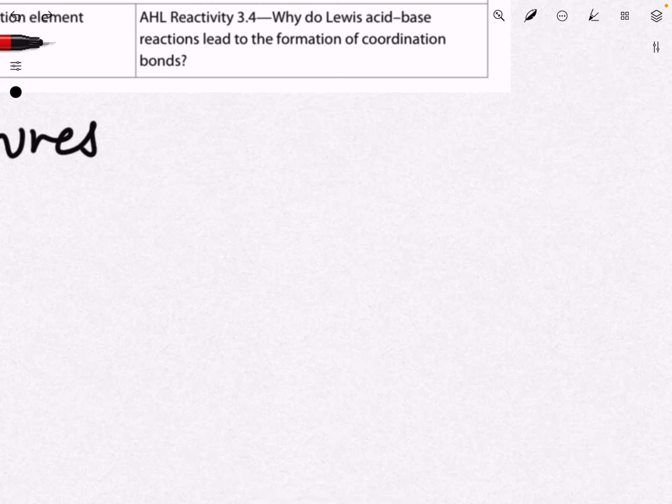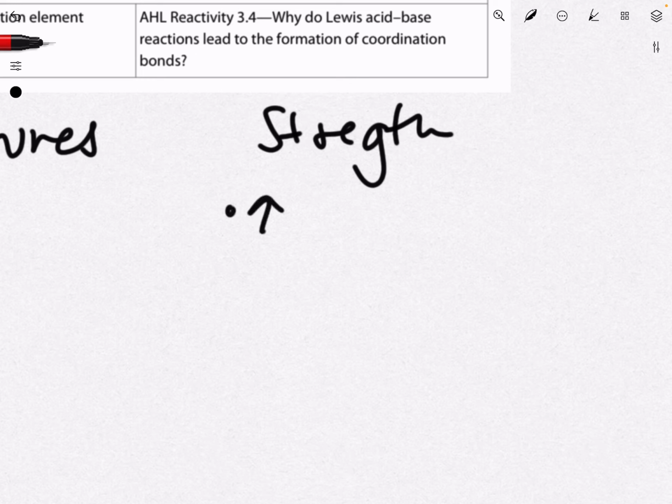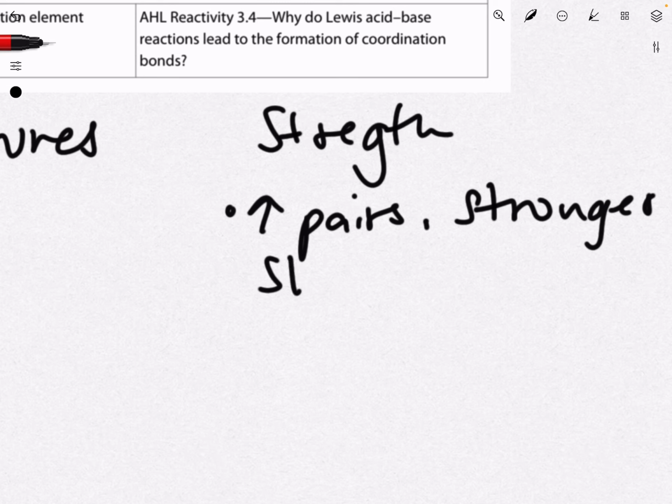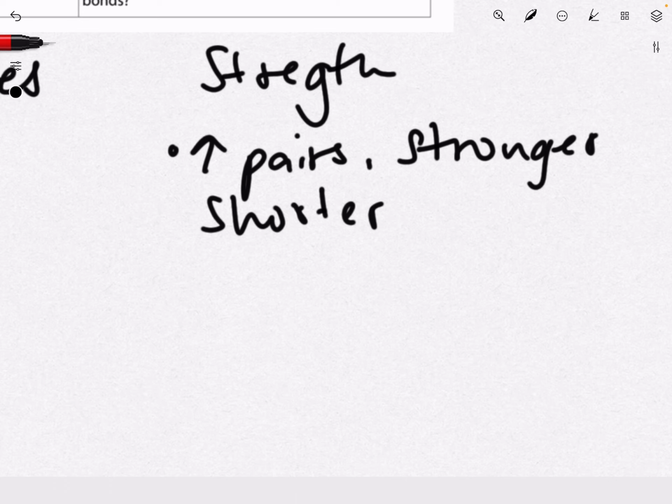To identify the bond strengths of different covalent bonds, we simply have to look at how many pairs of electrons they share. So the more pairs that they share, the stronger the bond will be, and the shorter it will be as well. And this is due to the increased forces of electrostatic attraction between the negatively charged electrons and the positively charged nuclei, taking more energy to overcome.